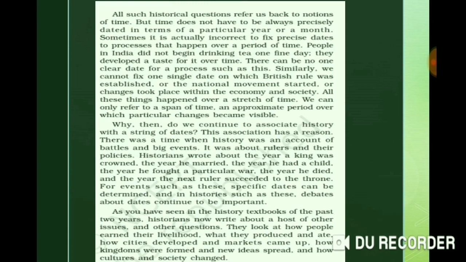Okay, let's take one example. We cannot fix one single date on which British rule was established. We know that the East India Company came to India first in 1608, and here I am talking about the year, not a date. And then they started rule in India from 1757 onwards. But we cannot fix one date. We are talking about the year in which British rule started. We have an approximate date. I hope you are getting my point.